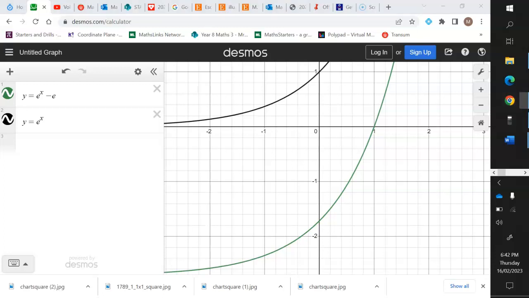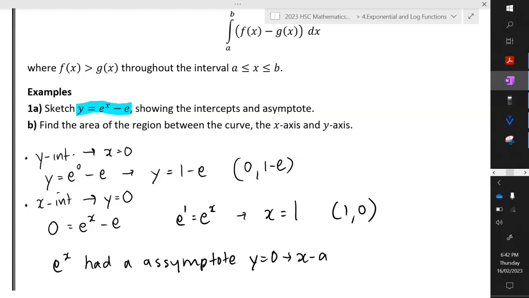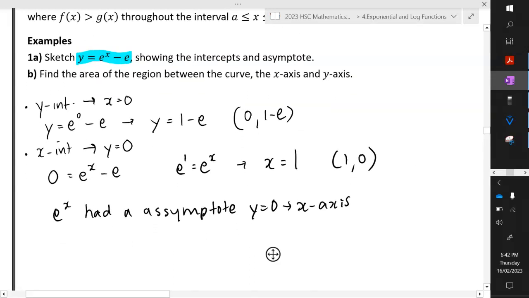However, there's something else we need to think about. With it being an exponential, e to the x had an asymptote where? E to the x has an asymptote, which is the x-axis, isn't it? An asymptote at y equals 0, which is the x-axis. And what we've done with our graph is we have moved our e to the x down by e units.